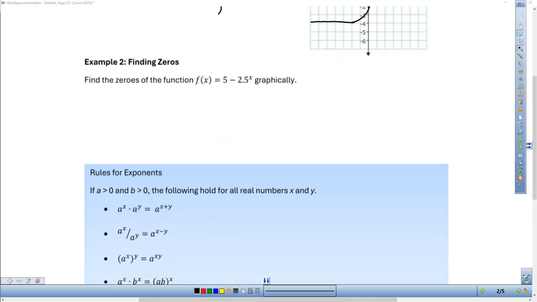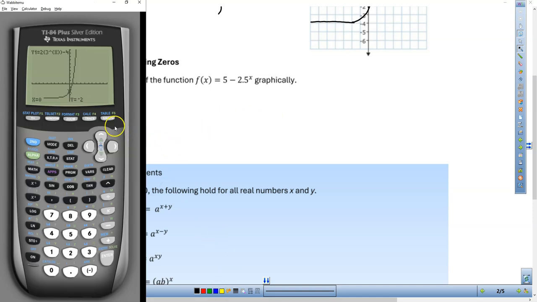because let's say we want to find the zeros of the function. Zeros, of course, are going to be where we are hitting those intercepts. So if we, of course, trace this one, we can get a rough idea of where this is going to be. But I want to use a new function here. Let's go ahead and use the function f of x equals 5 minus 2.5x graphically. And so let's go ahead and plug it in. So I got 5 minus 2.5, and we're going to take that to the power of x.